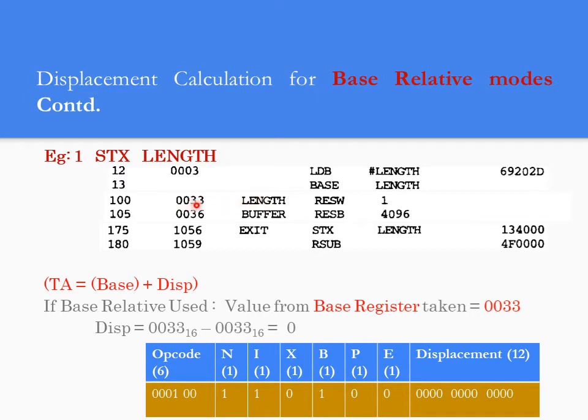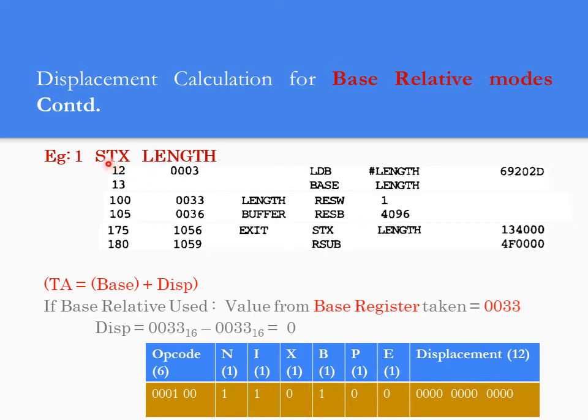Length points to the address 0033. So this value will be loaded to the base register. For that purpose only we use the assembler directive base. So now the base register contains the value 0033. Displacement is calculated as target address minus base, that is 0033 minus the contents of base register, which is also 0033, which gives you the displacement value as 0. So this falls under the range of displacement for base relative, which is between 0 and 4095, right? So with these values we can easily fill the various bits in your format 3 instruction for STX length.